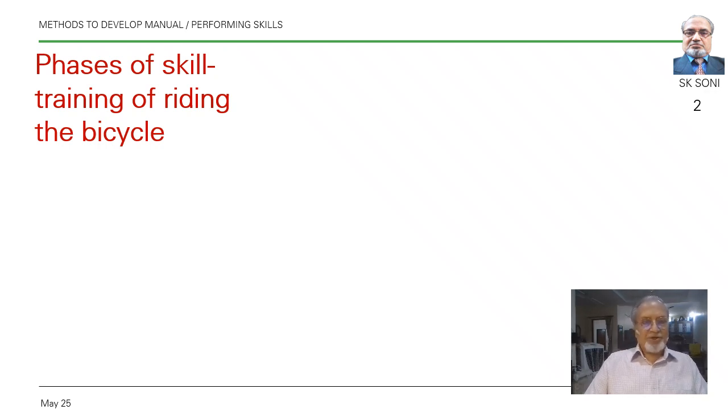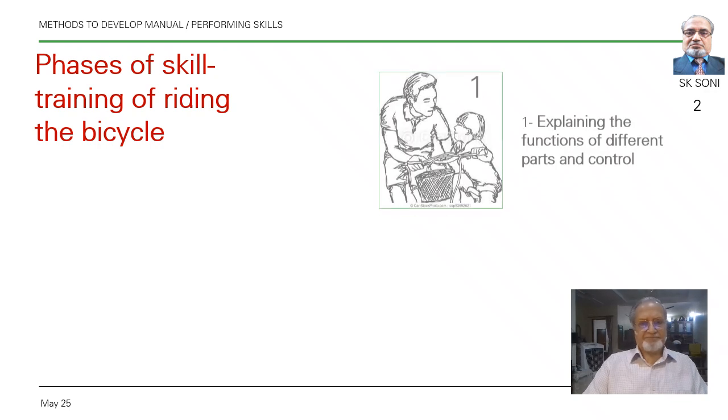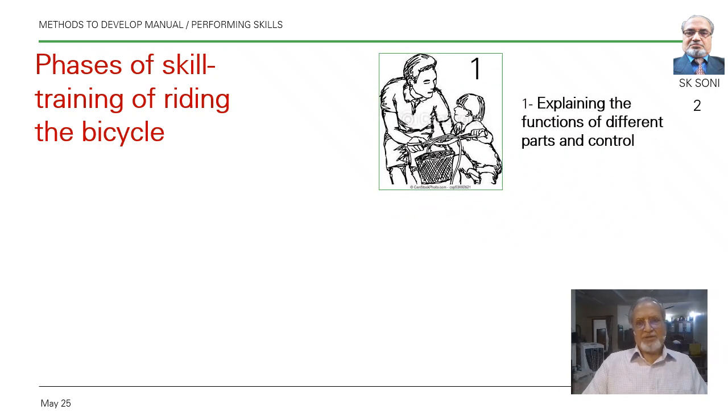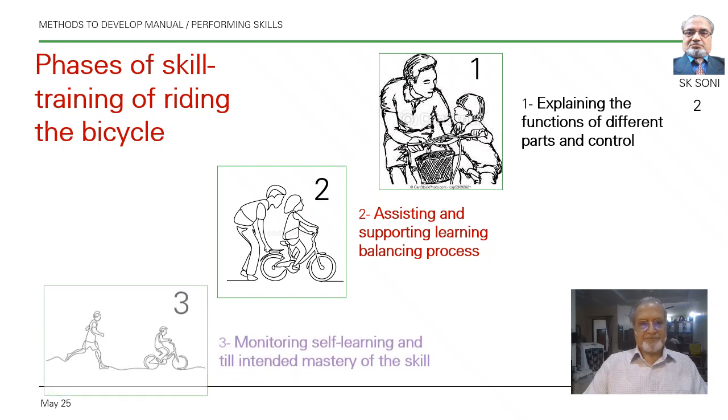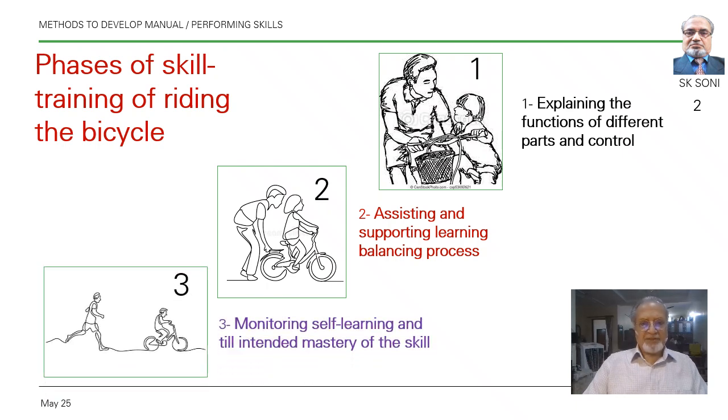To understand how the performance skills are developed in the trainees, let us see an example of riding the bicycle. Phases of skill training of riding the bicycle. In phase 1, explaining the function of different parts and controls. In phase 2, assisting and supporting learning balancing processes. In phase 3, monitoring self-learning till intended mastery of the skill.